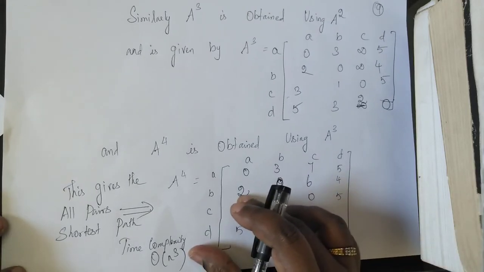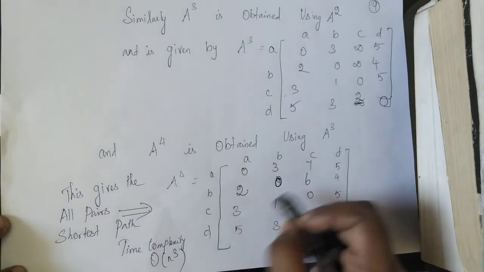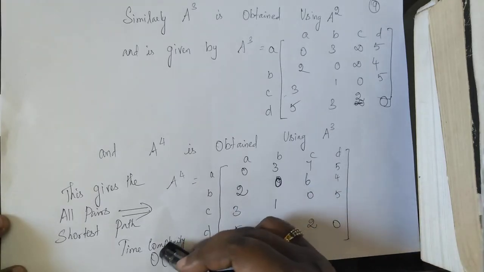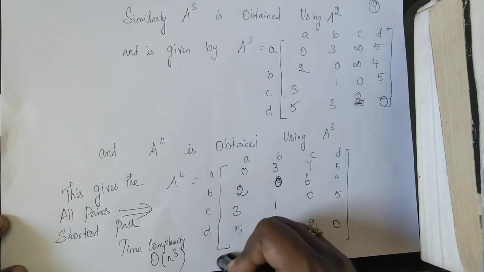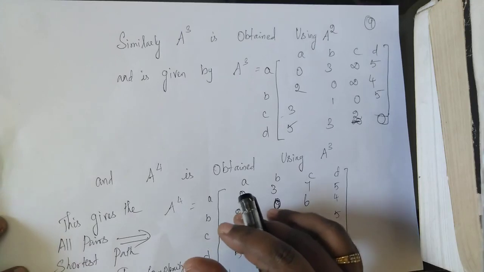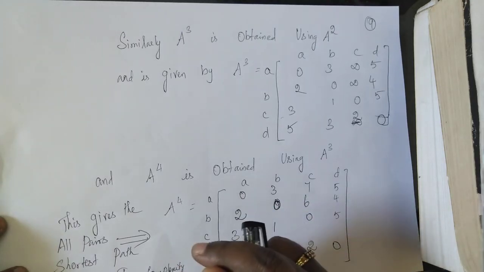The time complexity is big O of n cube, as this algorithm will have three loops in it. So that's about the Floyd-Warshall algorithm, which tries to find the all pair shortest path for a given weighted directed graph.